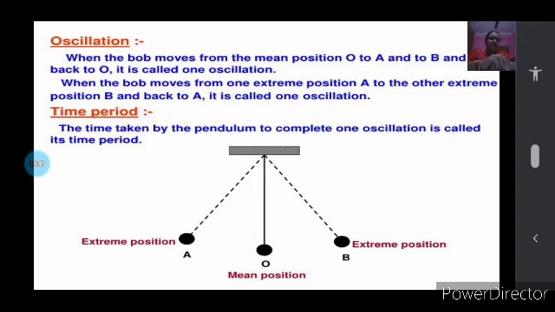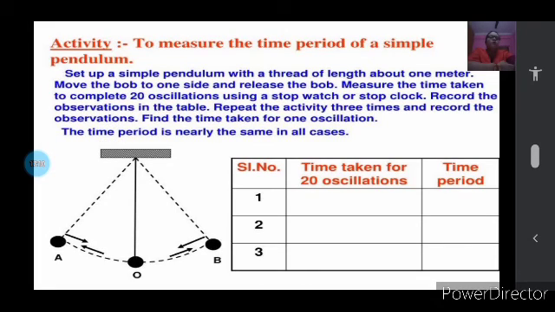Again, I repeat, what does one oscillation mean? From the mean position O to A, then again it moves back to B, and again it has to come to A. It will cross O and reach A. Then we say it has completed one oscillation. This type of to and fro motion, when they observed it, is what we use in clocks. So using this pendulum, we can calculate the time period of a simple pendulum.